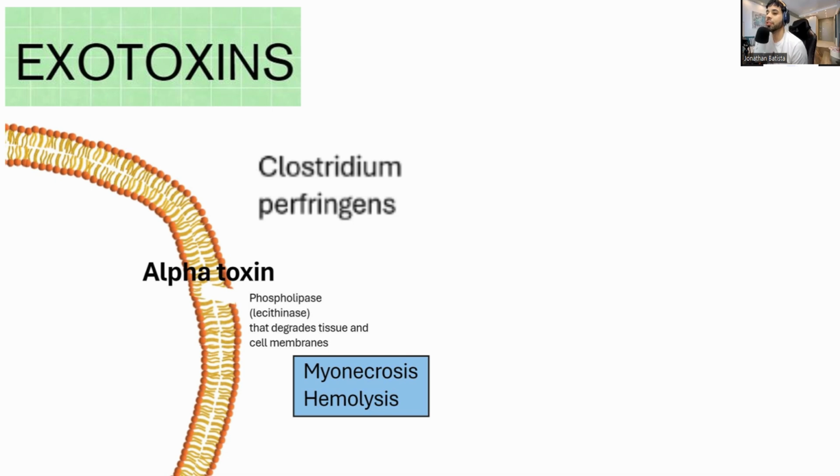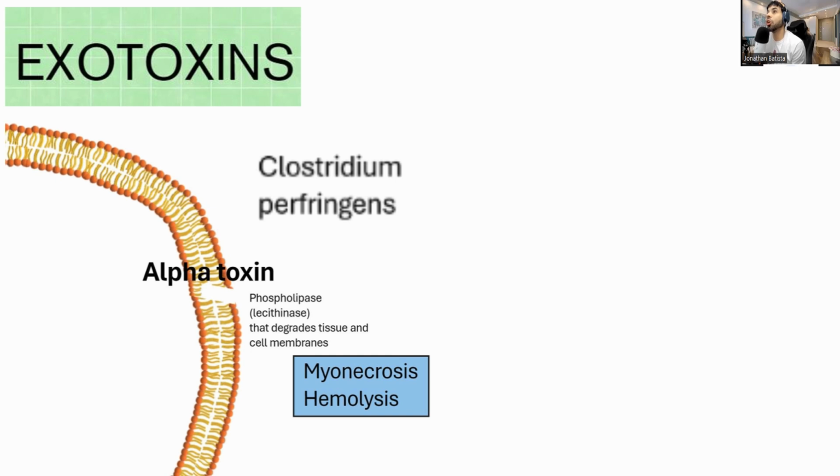So yes, perfringens, alpha toxin. All right, causing gas gangrene. But Clostridium also has a problem. Clostridium can have spores. Clostridium can release spores. So Clostridium can cause watery diarrhea.